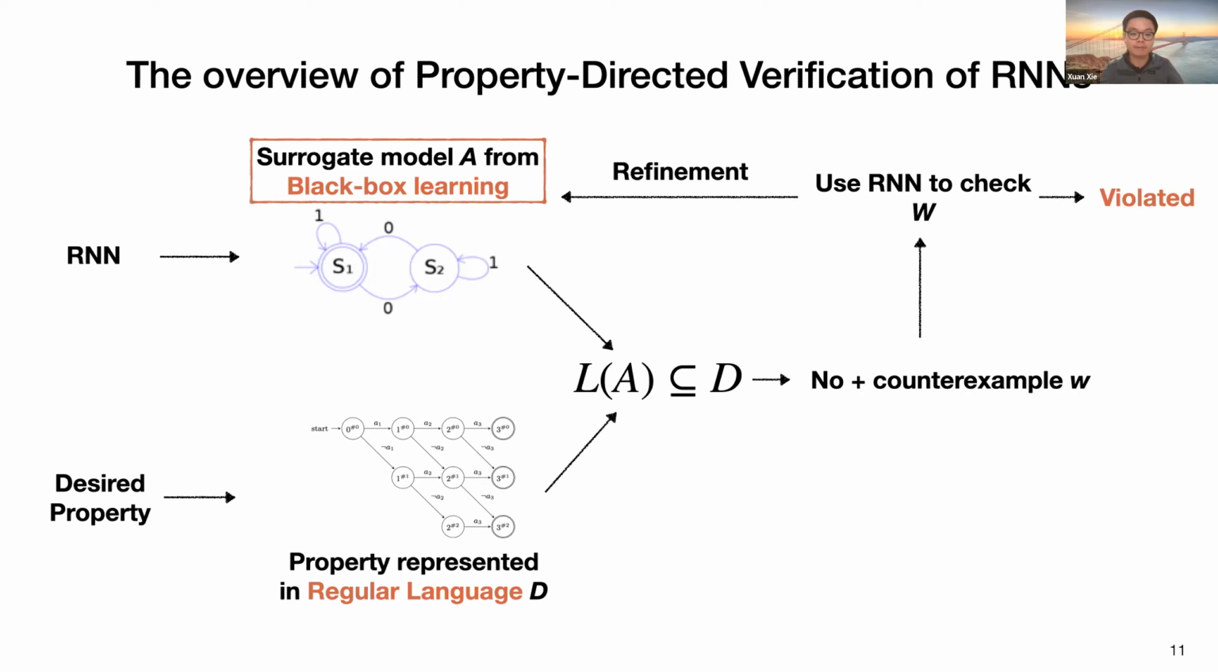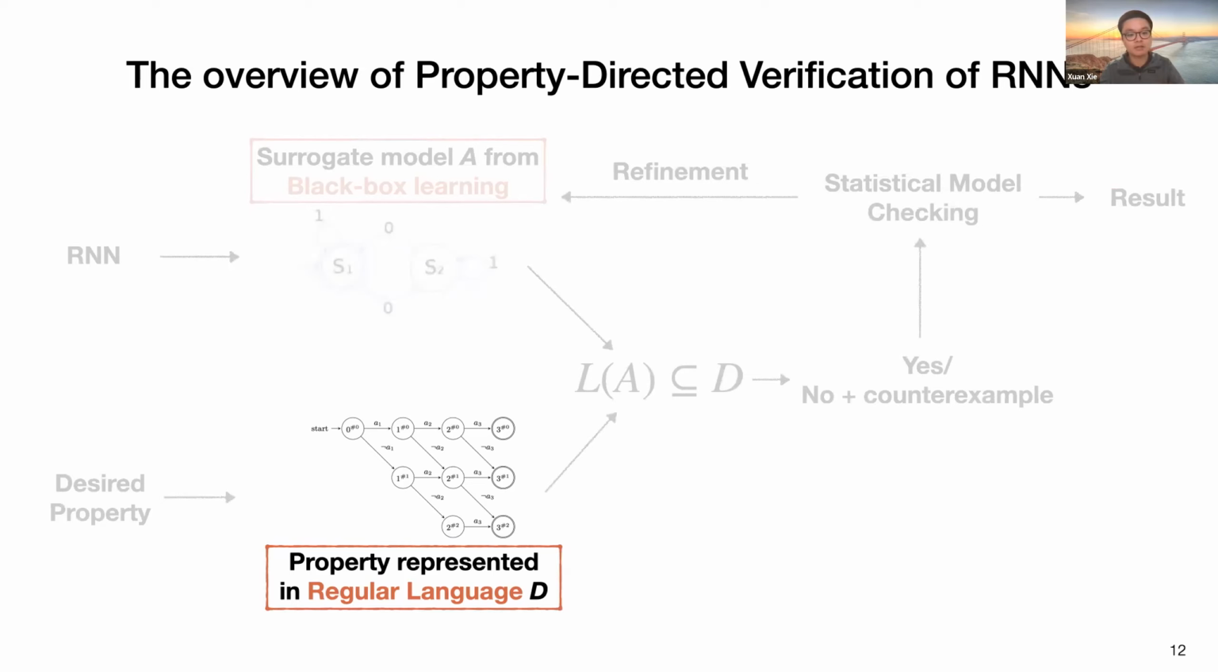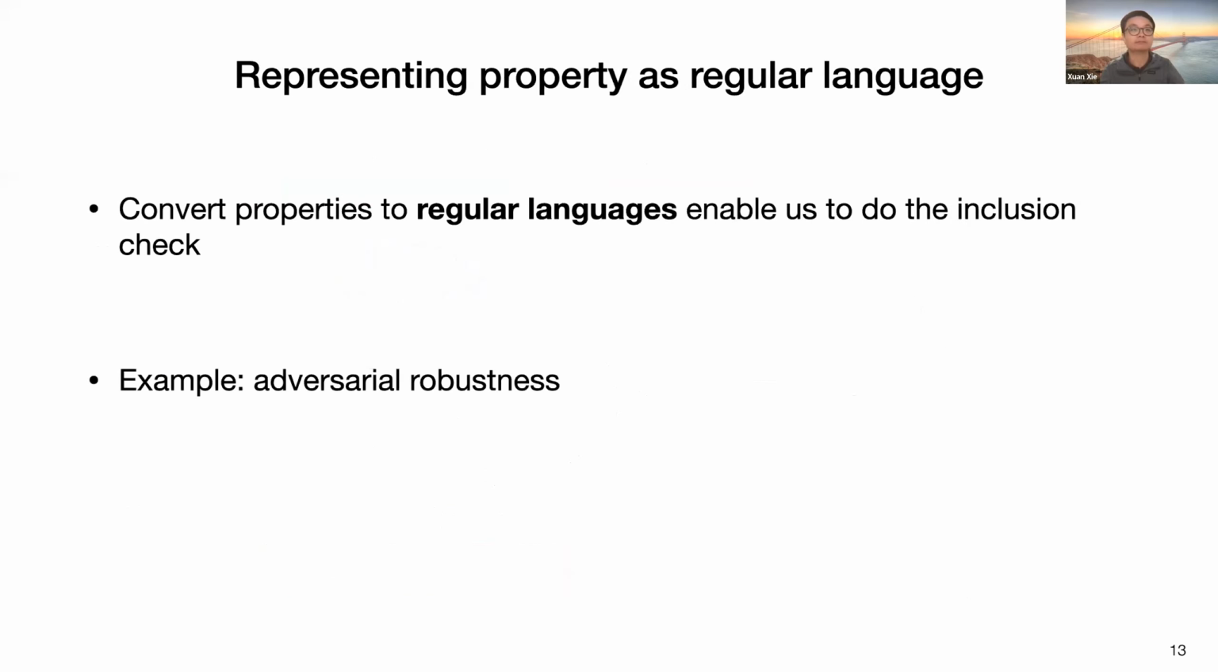Then let's look at the black box learning part and converting the property into regular language part with more details. At first, let's look at the part of representing property in regular language. The main advantage of representing the property as regular language is that we are able to do a classical model checking computation, the inclusion check of the surrogate model and the property. Many properties can be represented as a regular language. For instance, adversarial robustness.